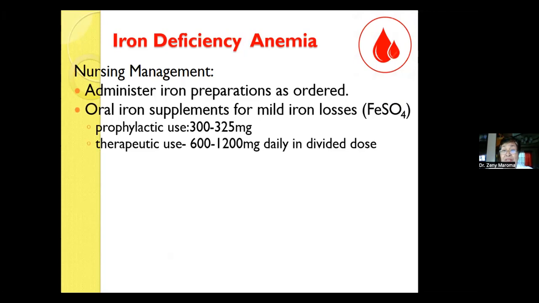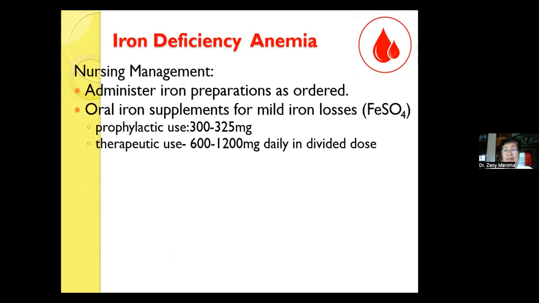Oral iron supplement for mild iron losses: ferrous sulfate, ferrous gluconate. Prophylactic use, 300 to 325 milligrams. Kaya nga, si patient buntis, part of the prenatal drug niya is iron supplement once a day.